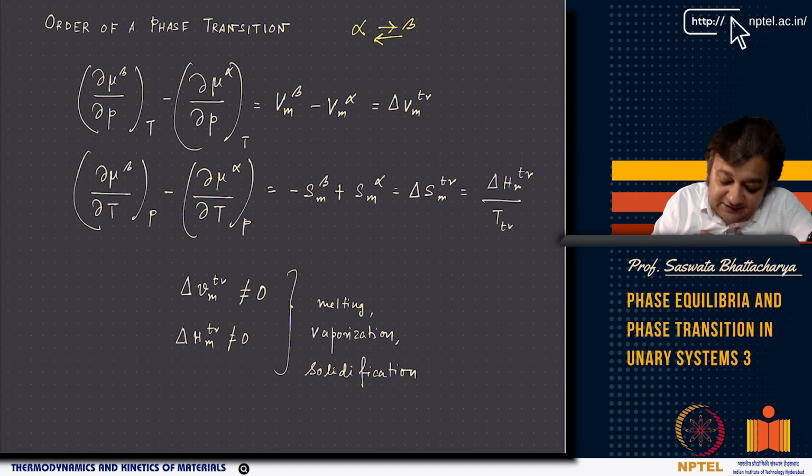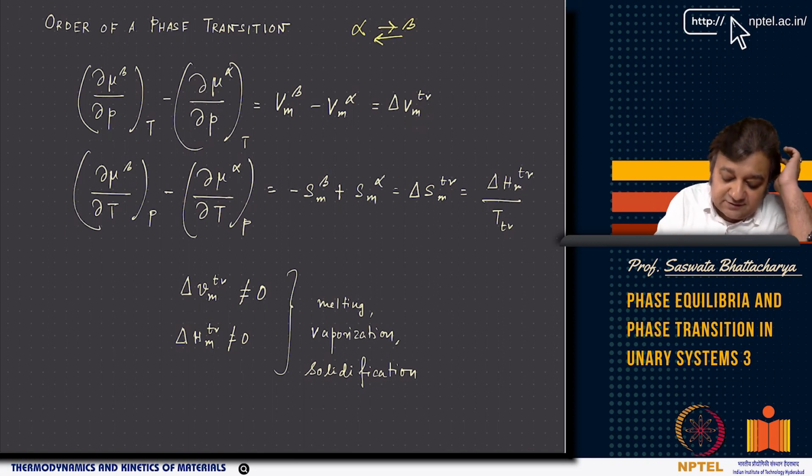So now, as you can see here, mu beta represents the molar free energy of the beta phase for a unary system, and mu alpha denotes the molar free energy of the alpha phase for a unary system. Now, del mu beta del P minus del mu alpha del P is nothing but the difference between the molar volume of beta and the molar volume of alpha. The molar volume of beta can be more or less than that of alpha, and we can think of that as delta Vm at the transformation temperature. So this is delta Vm due to the phase transition that has taken place, and I am indicating that with a superscript.